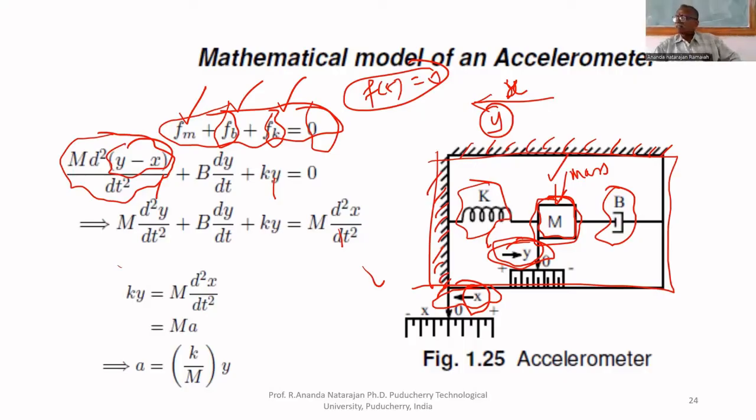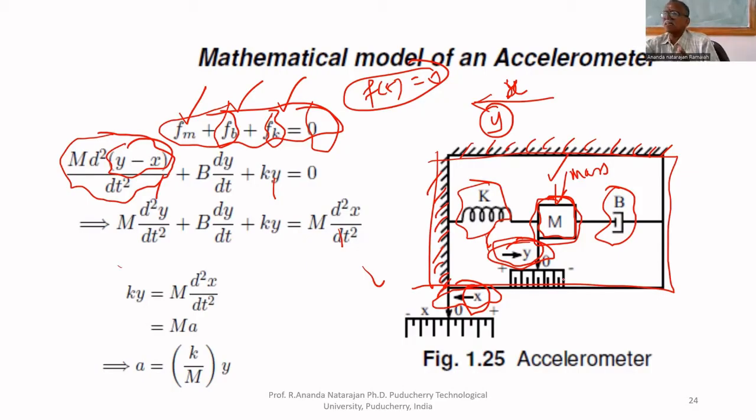Therefore, x minus y or y minus x? We are considering y as positive. From the diagram, we can understand that y is positive. That's why y minus x. So m d square (y minus x) by dt square plus b dy by dt.